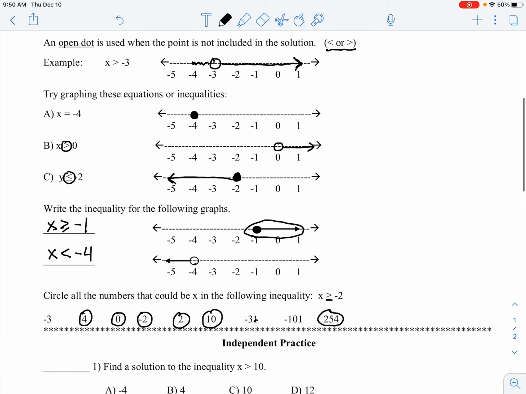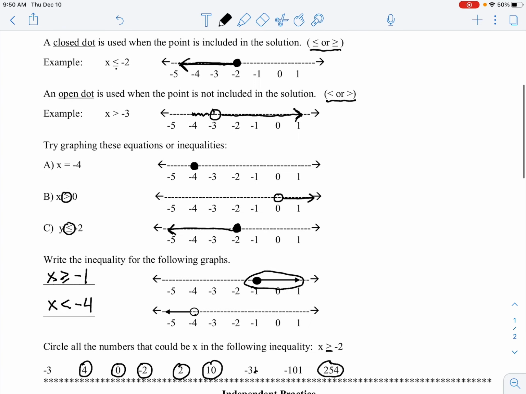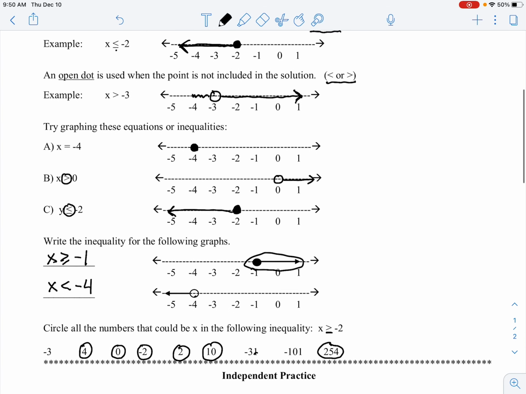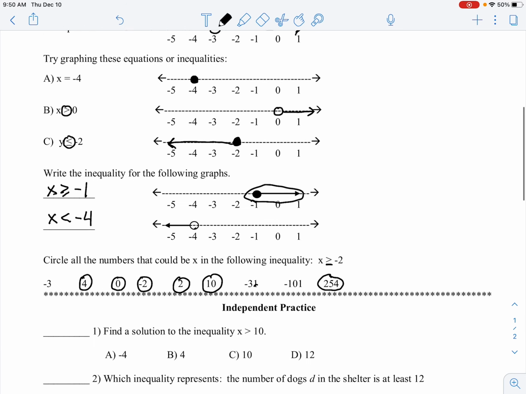All right, so that's it for today. Nice and quick and simple. Excuse me, graphing simple inequalities here.